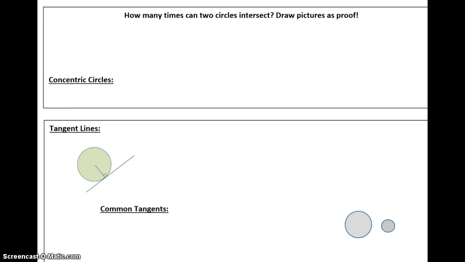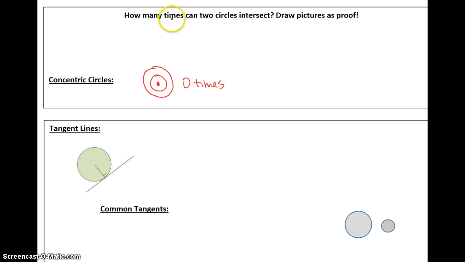How many times can two circles intersect? And I want you to draw some pictures. Let me show you one example. There's something called concentric circles. Centric kind of makes you think of the word center. If you have a circle, think of its center, and then you have another circle going around it that has the same center. Those are called concentric circles, and these actually do not intersect. So how many times? It could be 0 times.